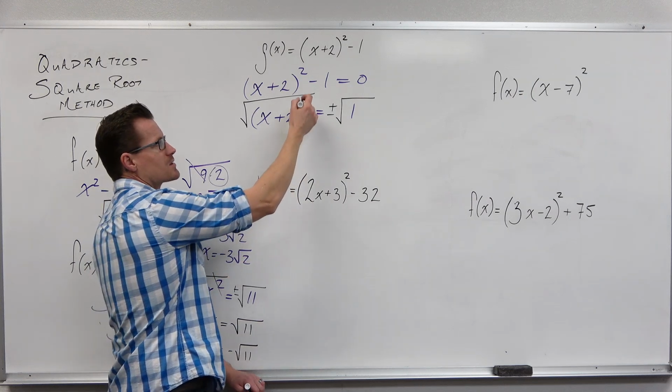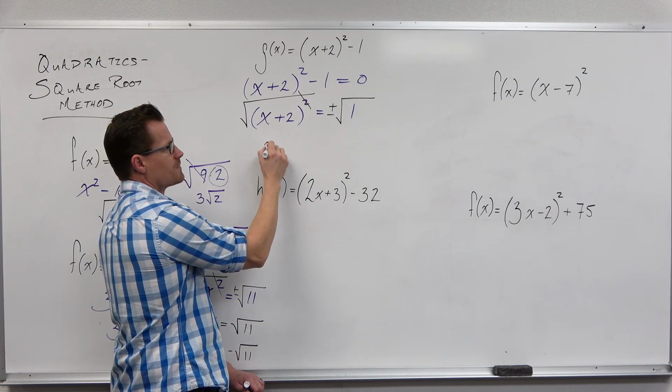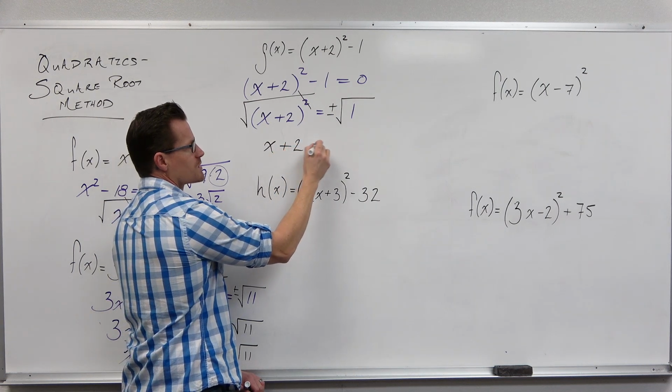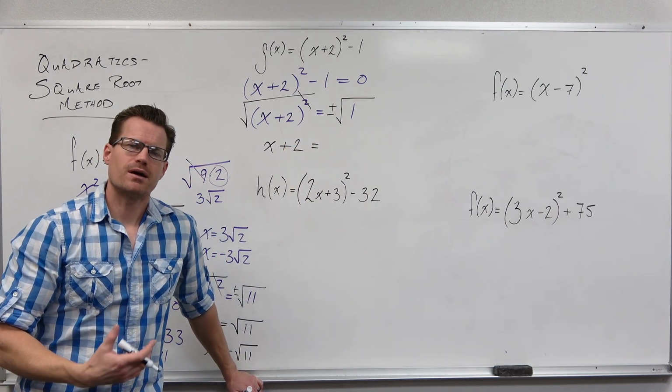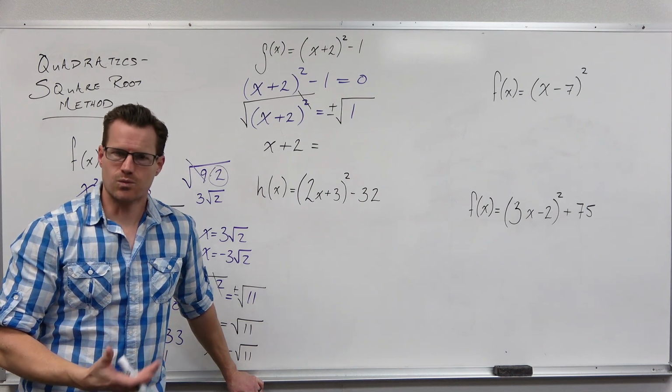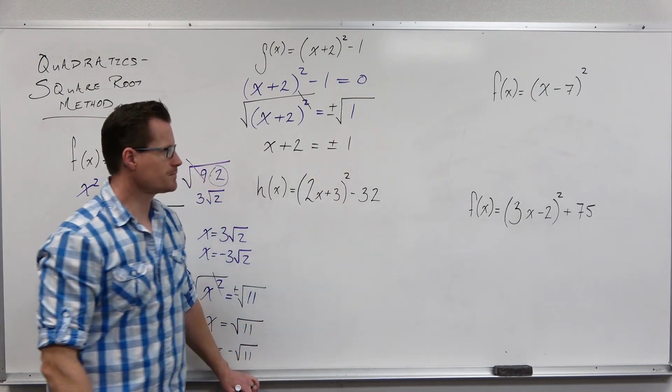On the left-hand side, the square root of a square, those are inverses. You basically just compose them, and it cancels out. So it's x plus 2 equals plus or minus the square root of 1. Simplify the square roots. The square root of 1 is 1. So we'd have plus or minus 1.